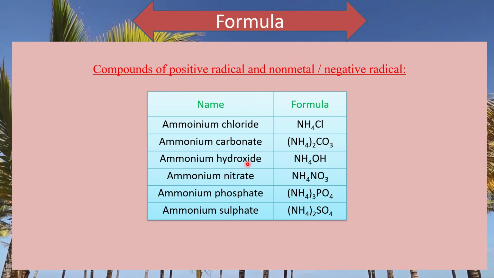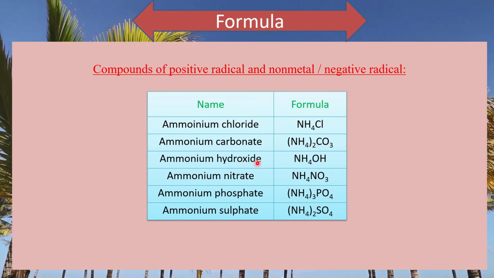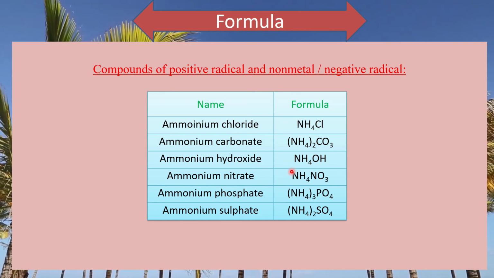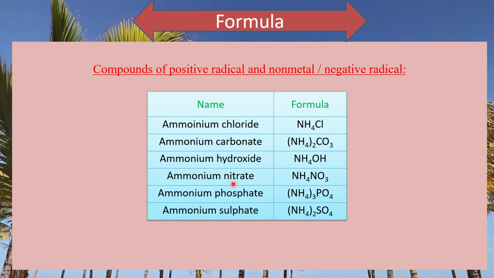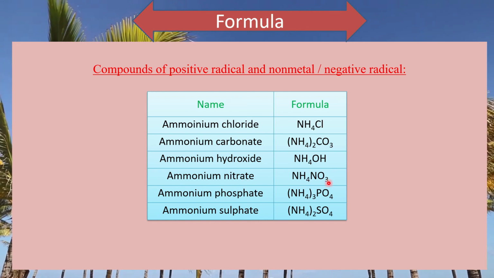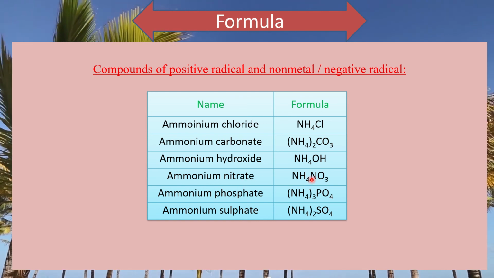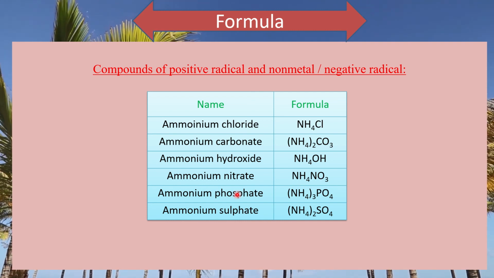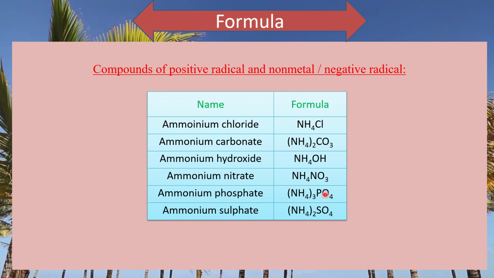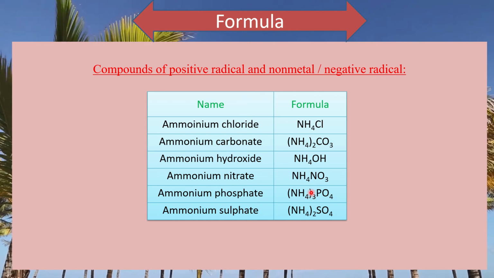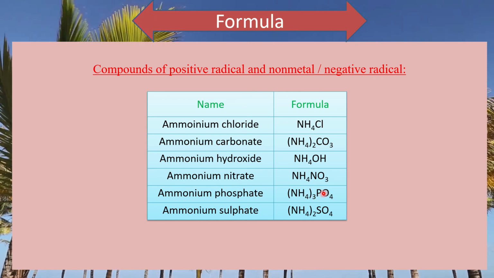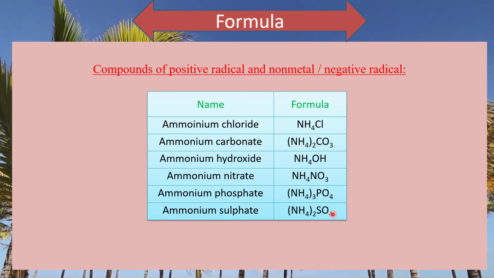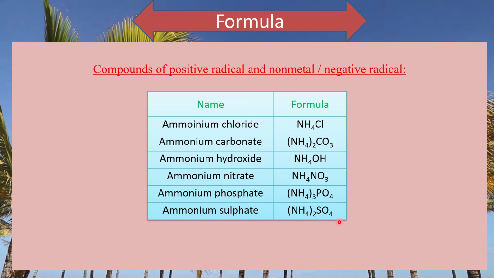Ammonium hydroxide is also the compound of the ammonium radical and the hydroxyl radical, and both their valencies are 1, so the formula of ammonium hydroxide is NH4OH. Ammonium nitrate, both their valencies are 1, both are radicals, so it is NH4NO3. It is ammonium, it is nitrate. Ammonium phosphate, the valency of phosphate is 3, so 3 is written here using a bracket, and the formula is this. Ammonium sulfate, where the valency of sulfate is 2.